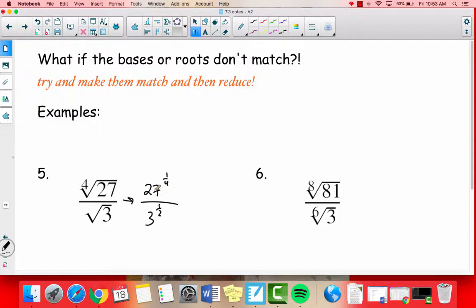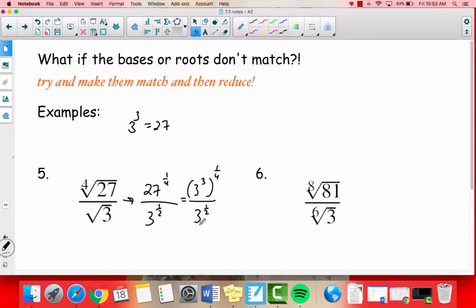And then I want to think about, can I change 27 so that it's written with a base of 3? Well, you have to think about 3 to what power gets you 27? Well, that's to the 3rd. So I'm going to rewrite my 27 as 3 to the 3rd, all to the 1/4 power. So this is the same thing. I just took 27 and I wrote it with exponents in it. Okay, so 3 to the 3rd is 27, and then I'm going to keep the denominator the same.